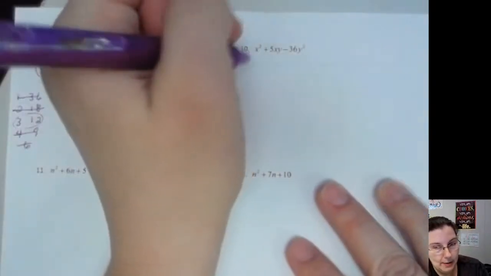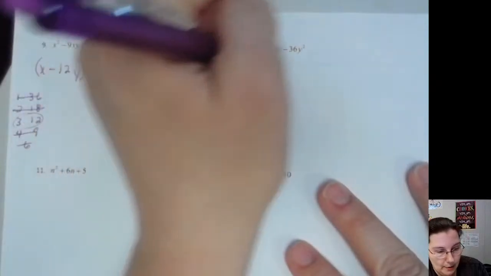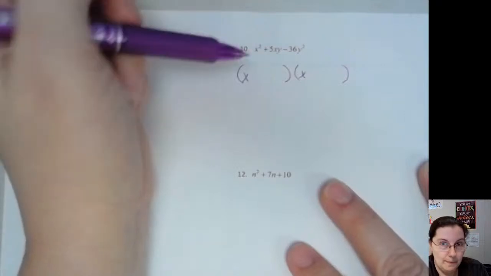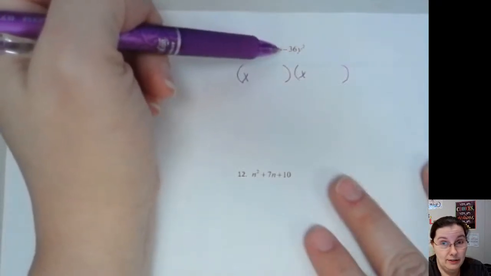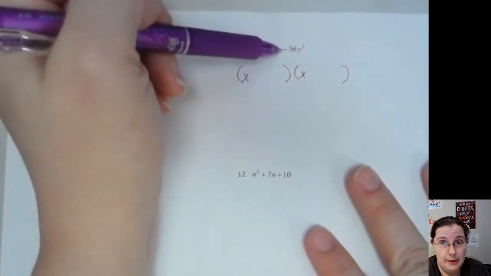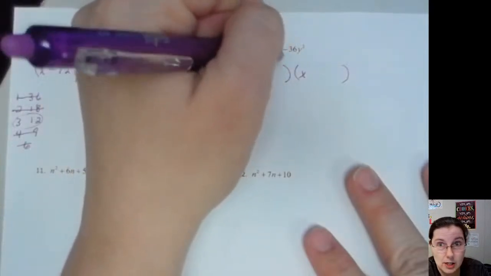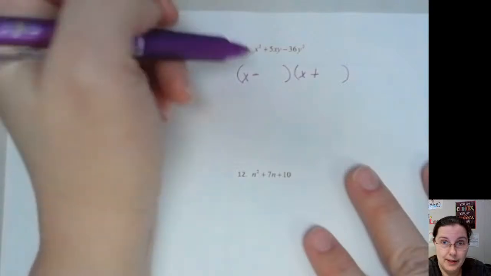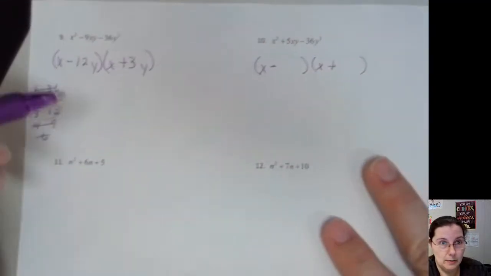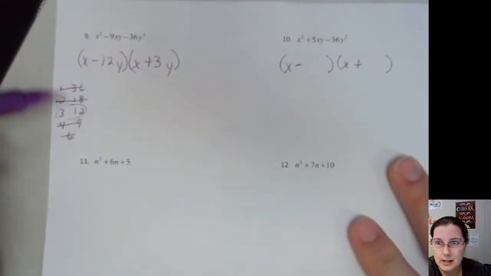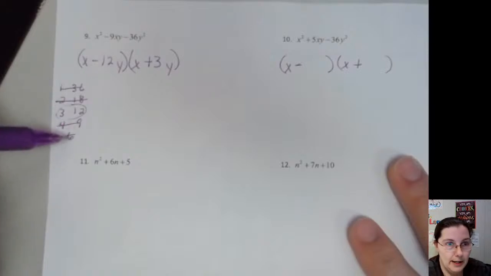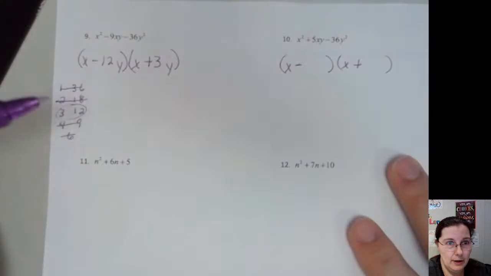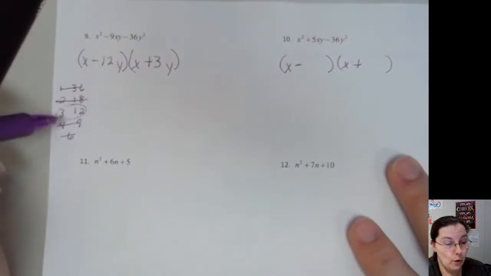All right, looking at number 10, so I am going to split these again. I know I'm going to have an x in each. We know all of these so far have been negatives, so I'm with a negative on that last term, a negative and a positive, and then I need to figure out my factors. Well, I've already got the factors of 36 over here. I'm just going to peek over here and see what I can use. In this case, because I need to get to 5, I can use the 9 and 4.